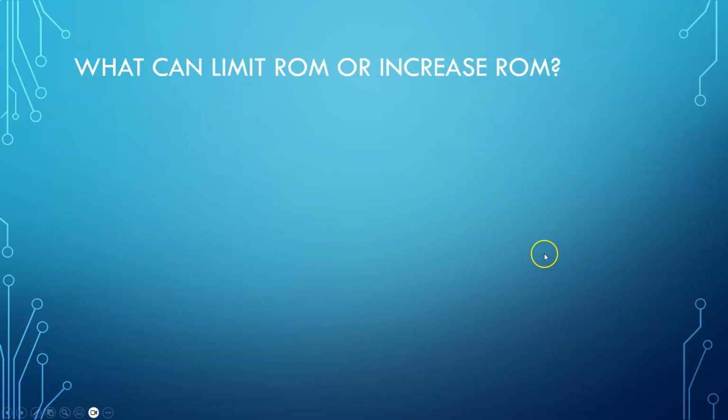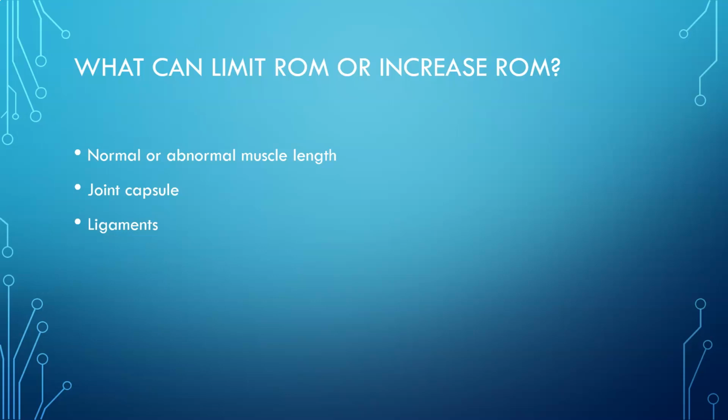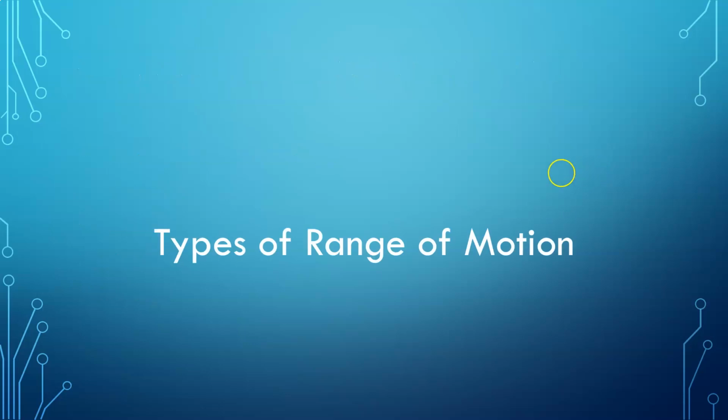So what can limit or increase range of motion? Normal or abnormal muscle length. So is it too short or is it too long? The joint capsule, as I said, is it tight and is it limiting? Ligaments, are they functioning properly, or maybe one has been torn or ruptured and therefore we have excessive range of motion, for example, in the wrong way, of course. The joint surfaces, again, if they're not lining up well, they won't allow for normal range of motion. The joint shapes, so if something altered the shape of one of the bones within the joint, that is going to result in decreased range of motion as well.